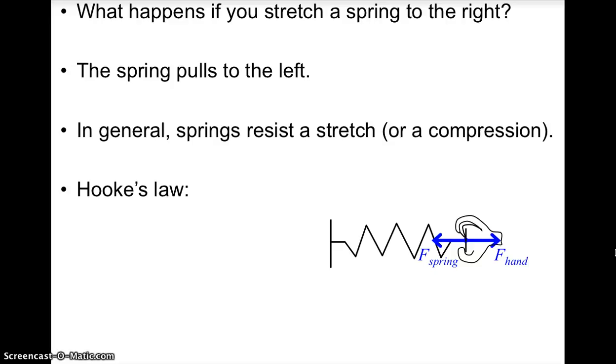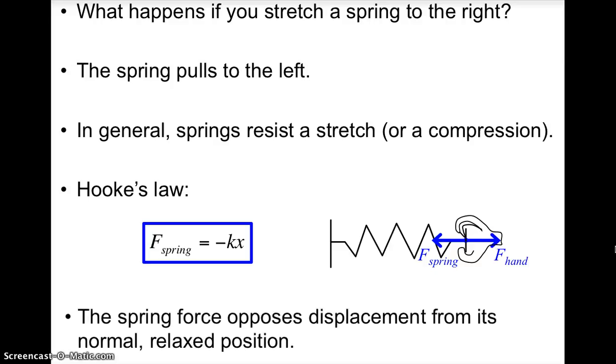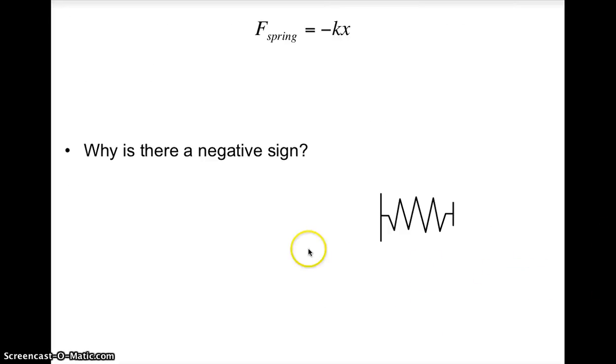So this is summarized in Hooke's law, which says that the spring force is equal to minus a constant times x, and x is the displacement from the normal relaxed position. And this is Hooke's law. This is an equation. And what it says is that there's a spring force generated which opposes the displacement. Opposes. Here's what that means. Opposes. And we're going to look at the negative sign.